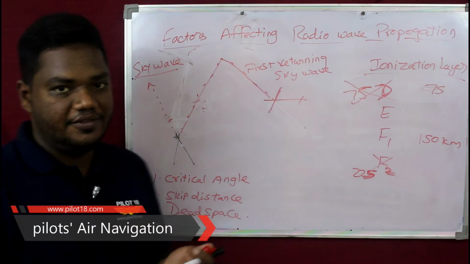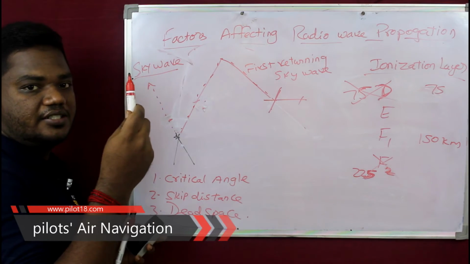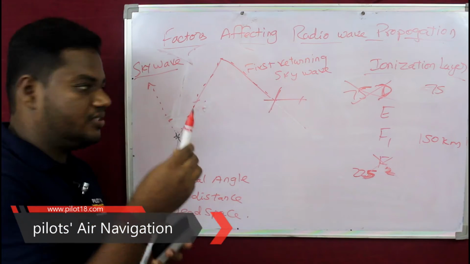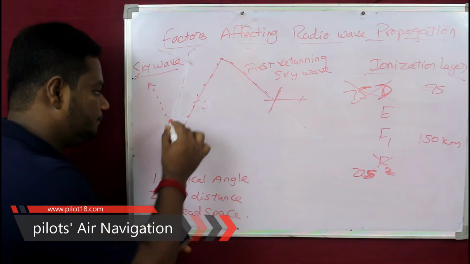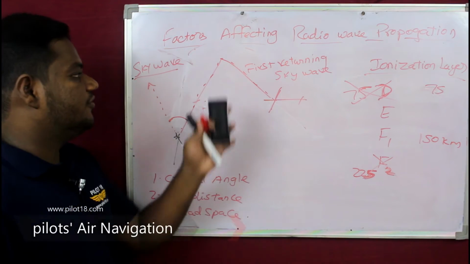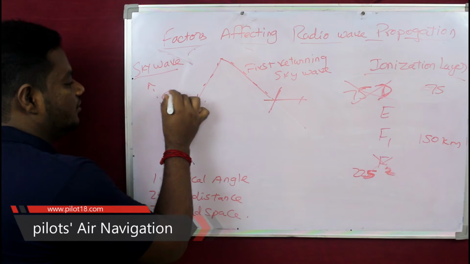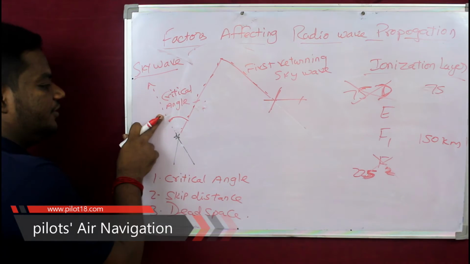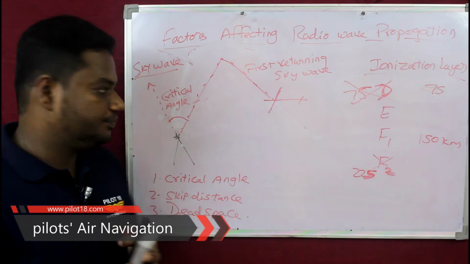So I want sky wave, so what I did, I transmit radio waves in the vertical direction, then I checked, there is no return, then 1 degree I increased, then slowly I increased. At certain angle I will get my first sky wave, that is known as first returning sky wave. The angle at which first returning sky wave occurs is known as critical angle. Okay, angle between vertical and the first returning sky wave.